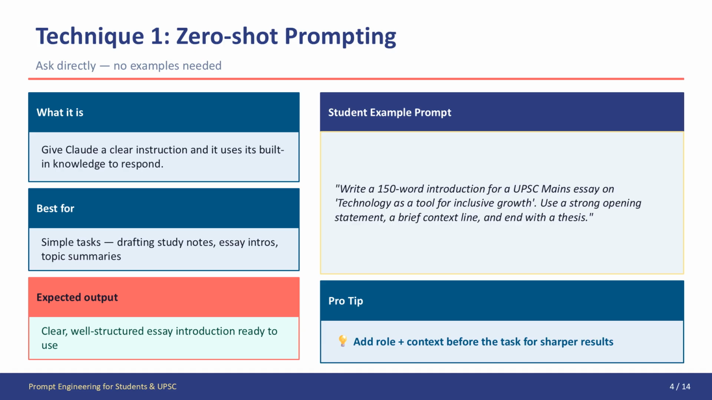Here is a live example. I ask AI LLM: Write a 150-word introduction for a UPSC mains essay on technology as a tool for inclusive growth. Use a strong opening statement, a brief context line, and end with a thesis. Every element of that prompt is doing a job. The topic, the word count, the structure, the purpose.